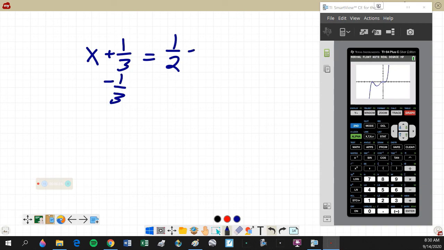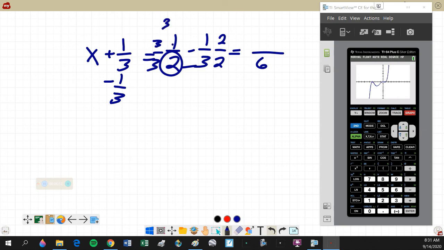Subtract a third. How do you do fractional subtraction without common denominators? No. You make a common denominator. Cross multiply is only when you have a fraction equals a fraction. To add or subtract fractions, they have to have the same common denominator. So what's the common denominator here? 6. What does this need to turn into a 6? 3 over 3. And this one needs a 2 over 2. So 3 times 1 is 3, minus 2 is 1 over 6.